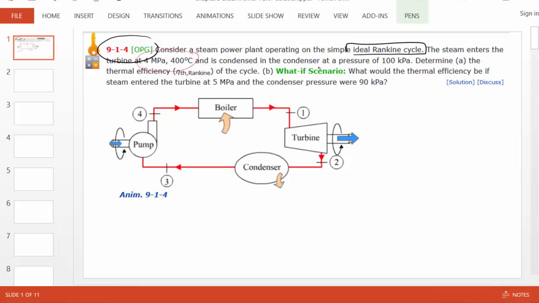and is condensed to a pressure of 100 kPa. So the condenser pressure is known. Determine the thermal efficiency of the cycle. Okay, let's go one step at a time.